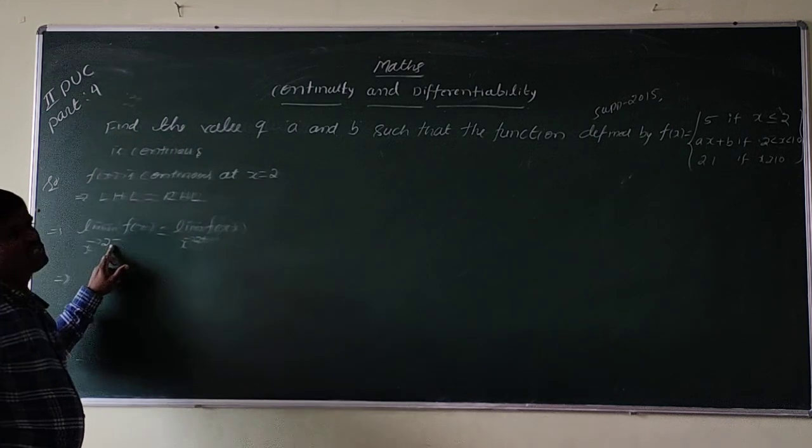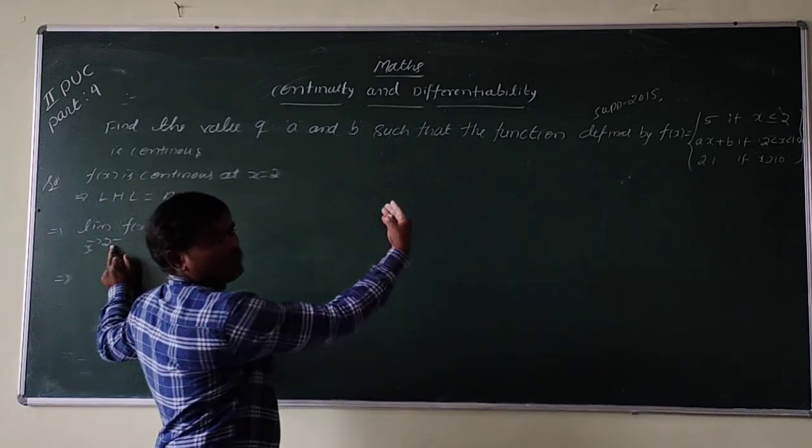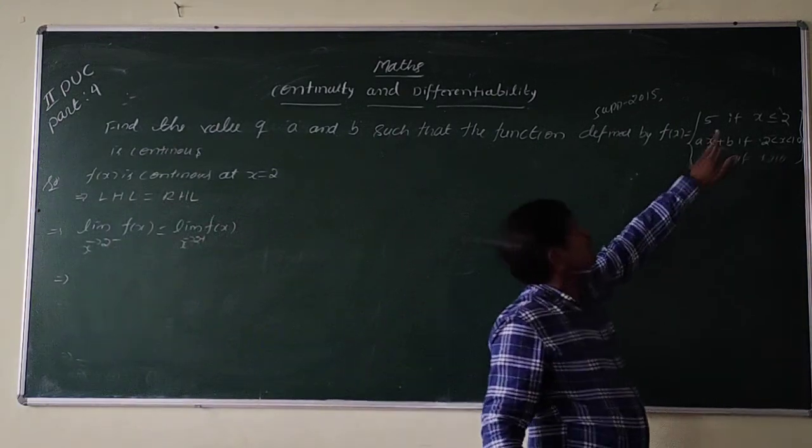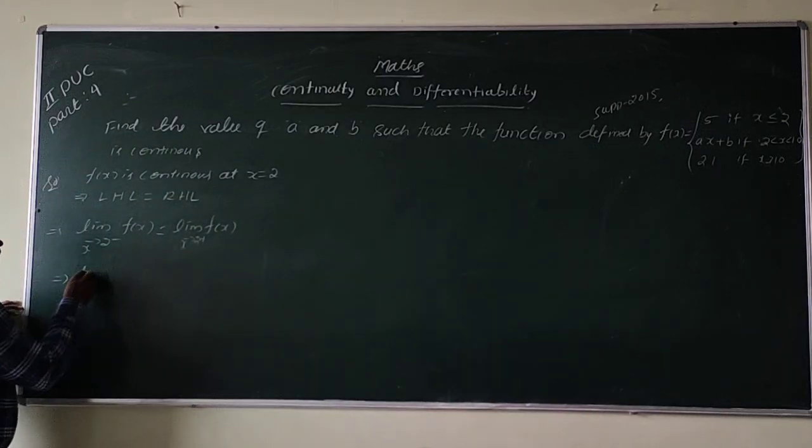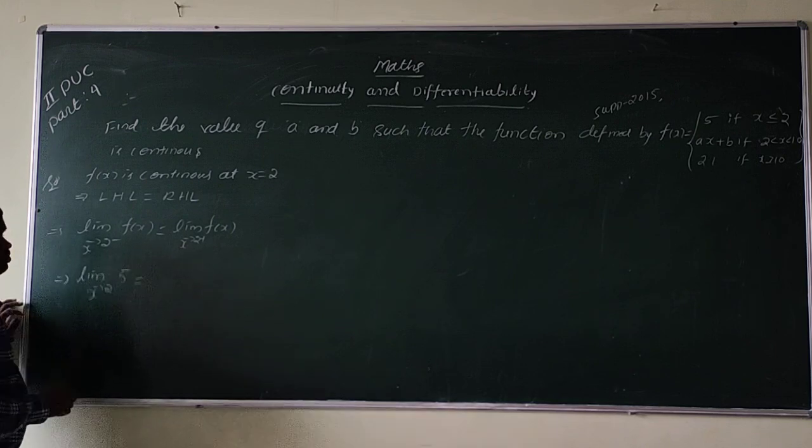As x tends to 2 minus, the value of x is less than 2. So what is f of x? F of x is 5. Okay, so that is the limit of 5 as x tends to 2, which is equal to 5.